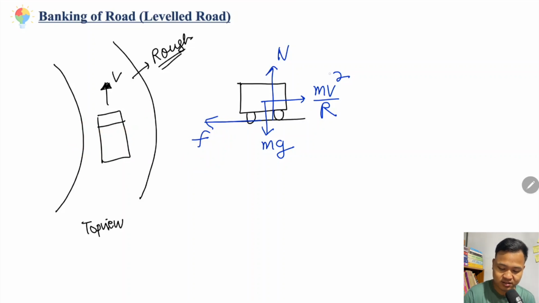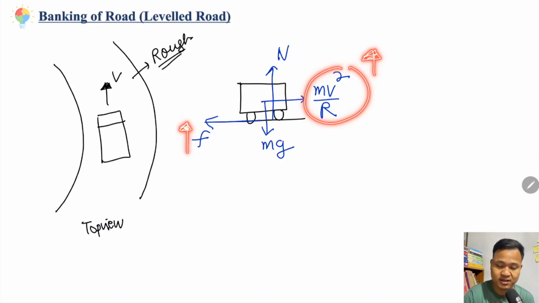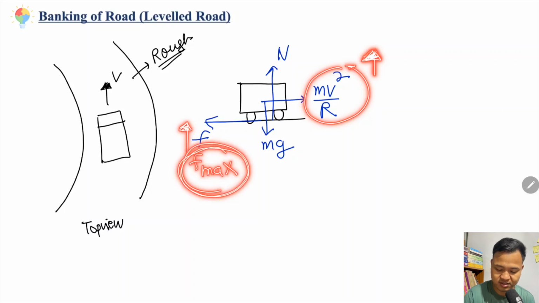Static friction is self-adjustable up to a maximum value. As the speed v increases, the required mv square by r value increases, so at one point it will become more than this maximum limiting friction. At that moment the vehicle is going to start sliding towards the right side.